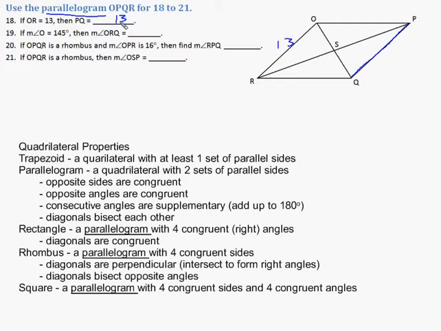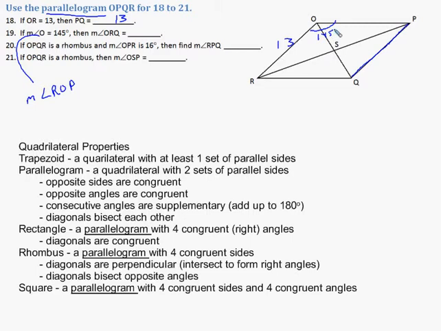Number 19 says if angle O is 145. Now, I did not type that correctly. I should have put, let's put it down here, that should have been measure of angle ROP is 145. Because angle O could refer to this angle, or this whole thing. So we need to name it angle ROP. And so that's 145 degrees.